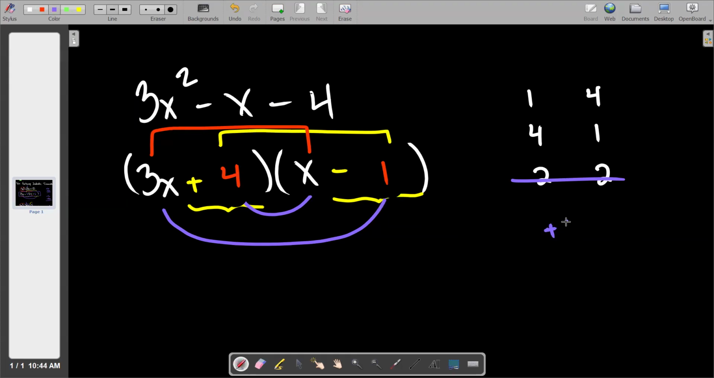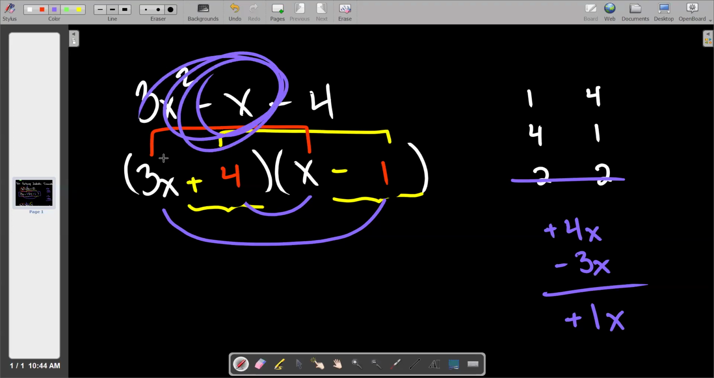Correct. What do the 2 purples on the outside make? Add 4x and minus 3x, and what do you get? X. Did we want plus 1x? We wanted minus 1x. It's up here, right? So guess what? Switch your signs. Leave everyone right where they are.